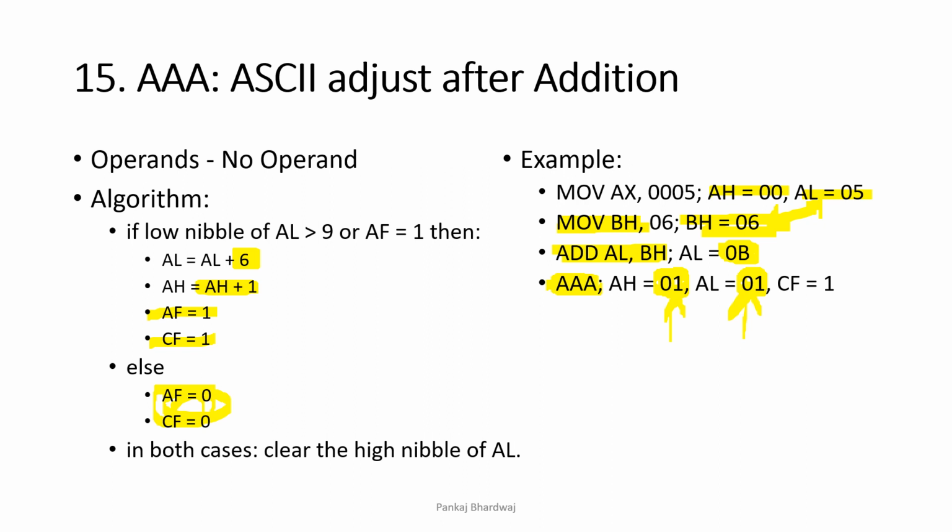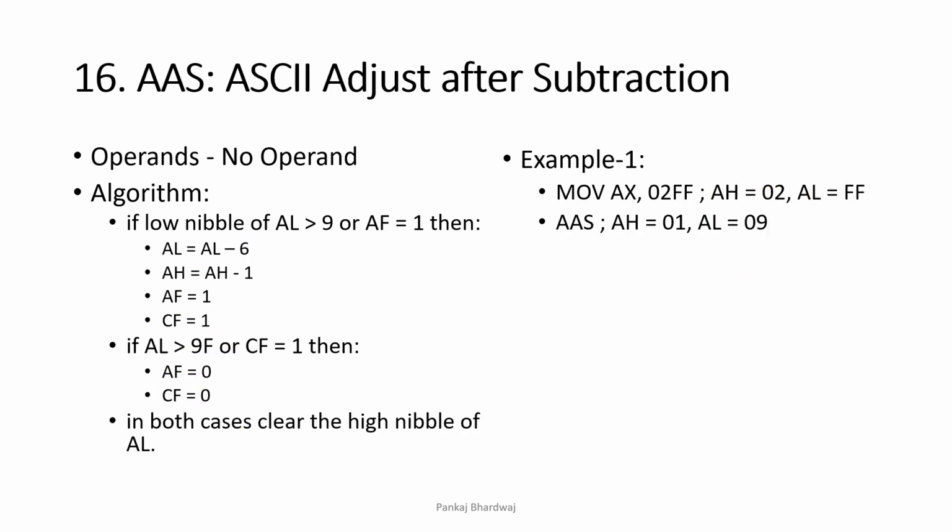In both the cases, it clears the high nibble of AL. If AL is, for example, 2B, then after AAA, this will be simply 0B. 0B plus 6, that means it's 1 and 1. So in every single case, this higher nibble of AL will be 0. Clears the high nibble.